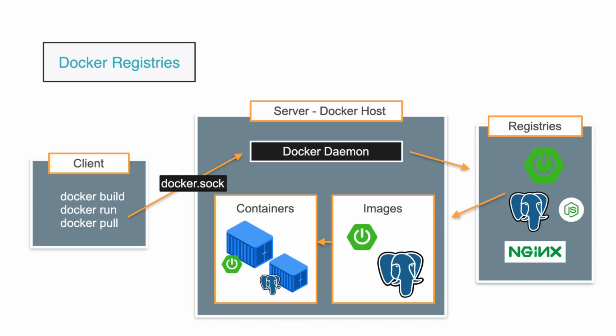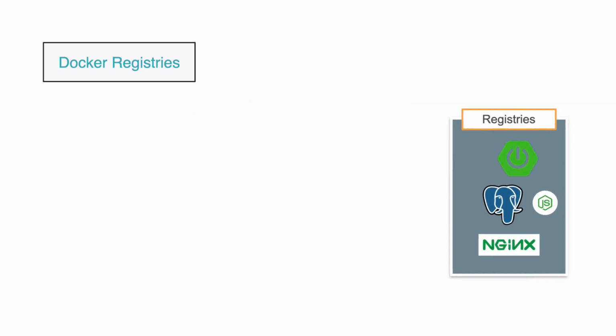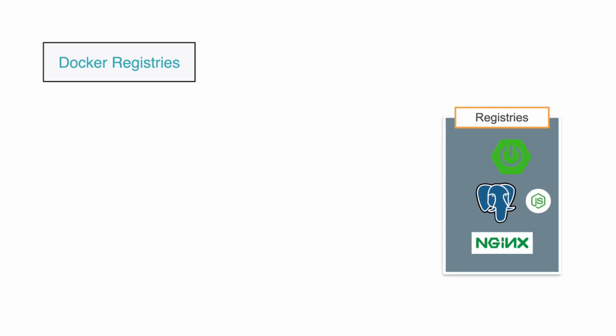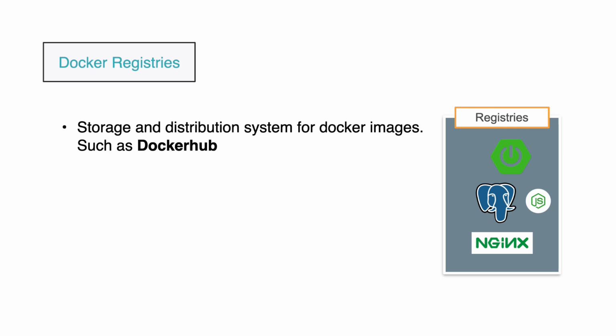You've learned about the Docker architecture, and early in this course, remember we spoke about Docker registries. Now, in this section, let's understand exactly what a Docker registry is and how to work with public and private registries. So a Docker registry is a storage and distribution system for Docker images.